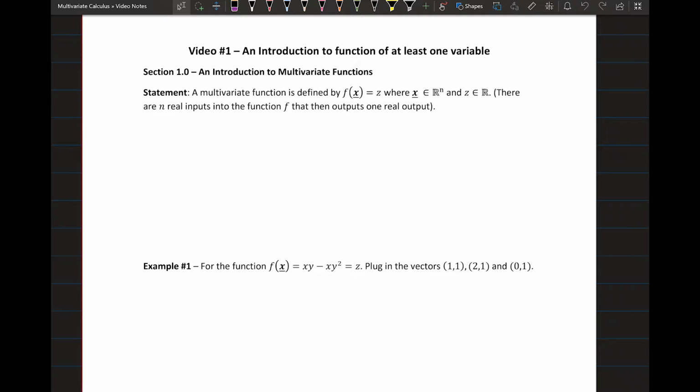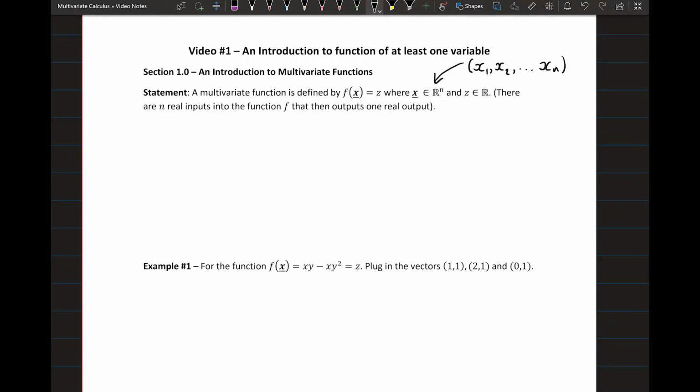Okay, so let's start on looking at simple multivariate functions. So here's a statement here. A multivariate function is defined by some function having some vector put into it and giving an exact output. So an n vector, so it has n components. And we can write this as x1, x2, right up to xn.